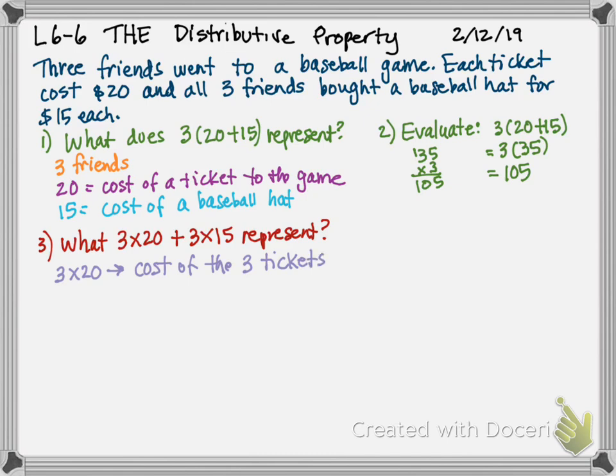So instead of looking at individually what does one person spend and then multiplying that by 3, we're now going to figure out how much it's going to cost for the tickets. And then for the other part, we've got 3 times 15. What does that mean? Well, that's 3 baseball hats. So that's the cost of the 3 hats.